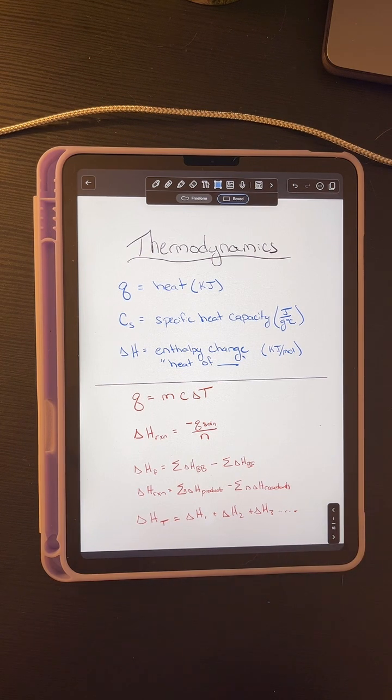So we've done kinetics and equilibrium so far, and this is thermodynamics, chapter or unit 6.